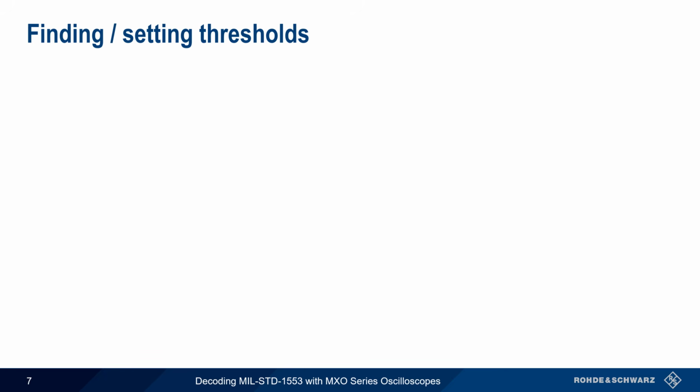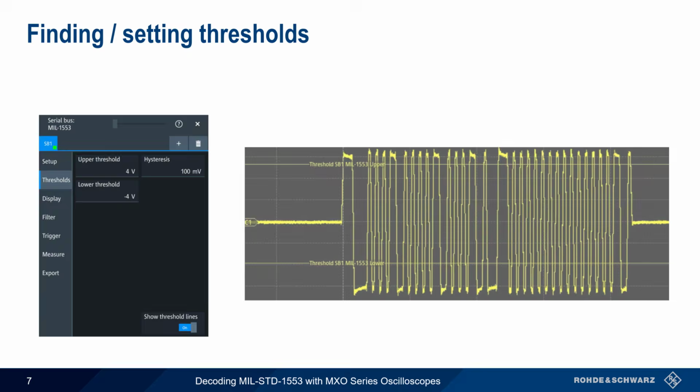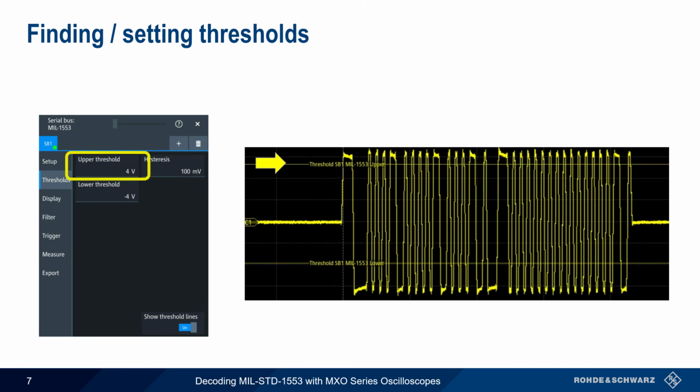After verifying that the input channel levels and time base are configured properly, the next step is setting thresholds. These are voltage values that differentiate a logical 0 from a logical 1. Here, the upper threshold is set to 4 volts, and the lower threshold is set to -4 volts. Enabling Show Threshold lines can make it easier to determine whether these thresholds are configured correctly for the measured bus signal.